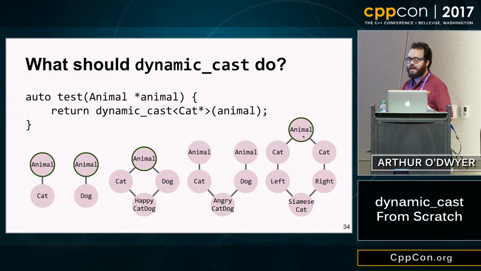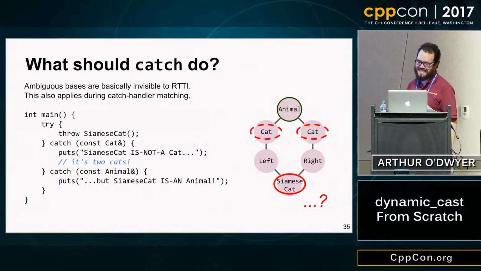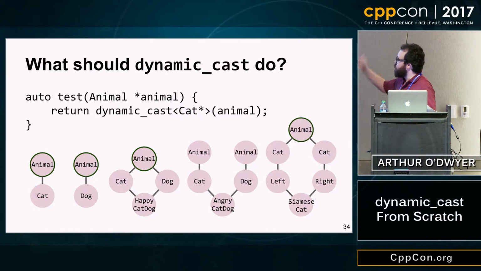All right, now I point to this animal and I say, give me this cat. Now there's a problem. Now this animal is a base of two different cats, and it's not going to give me a cat. Just like before where we saw the cat dog was not an animal, now we have an animal which is not a cat. It's two cats. I know that's not what a Siamese cat is. All right. So ambiguous bases, right? We have an animal here which is two different cats, and I don't know which cat I want. It's ambiguous.